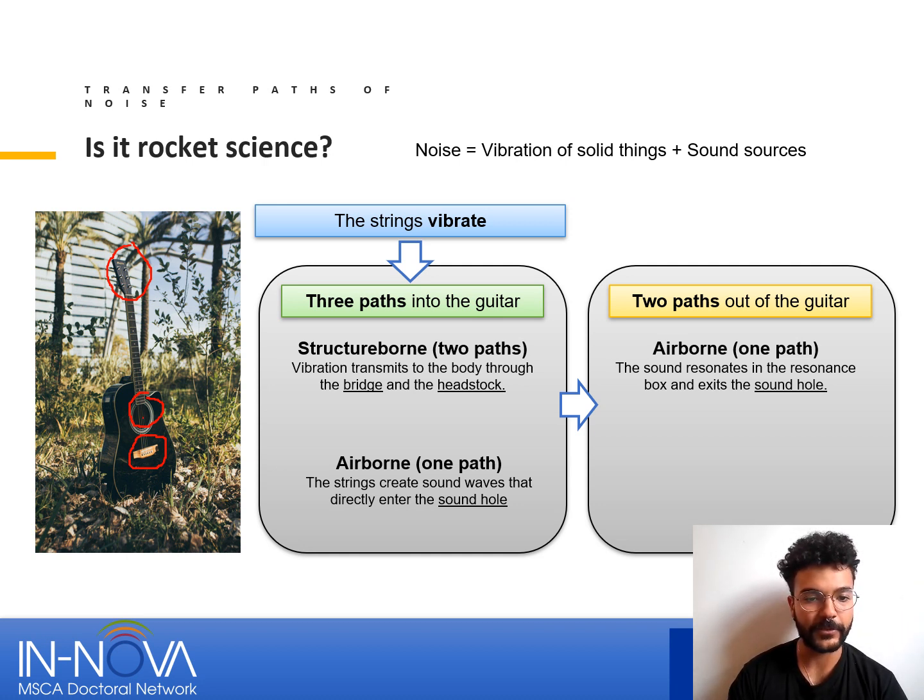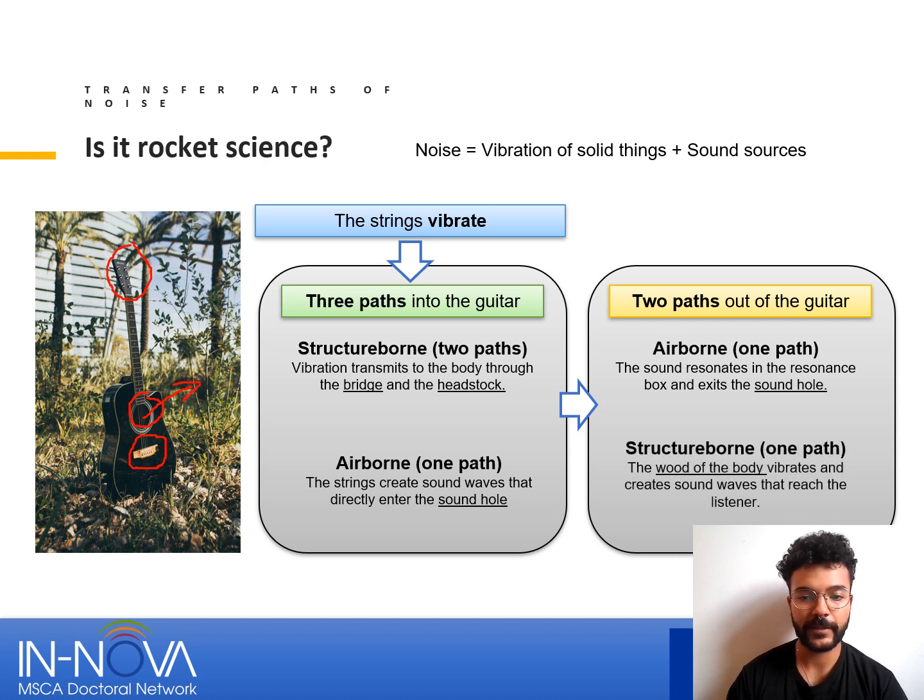So it actually goes outside from here, but also on a structure-borne path, because the wood of the body vibrates and creates sound waves that reach the listener. So for example, these parts here of the guitar vibrate and they generate some sound that we finally receive as a listener.